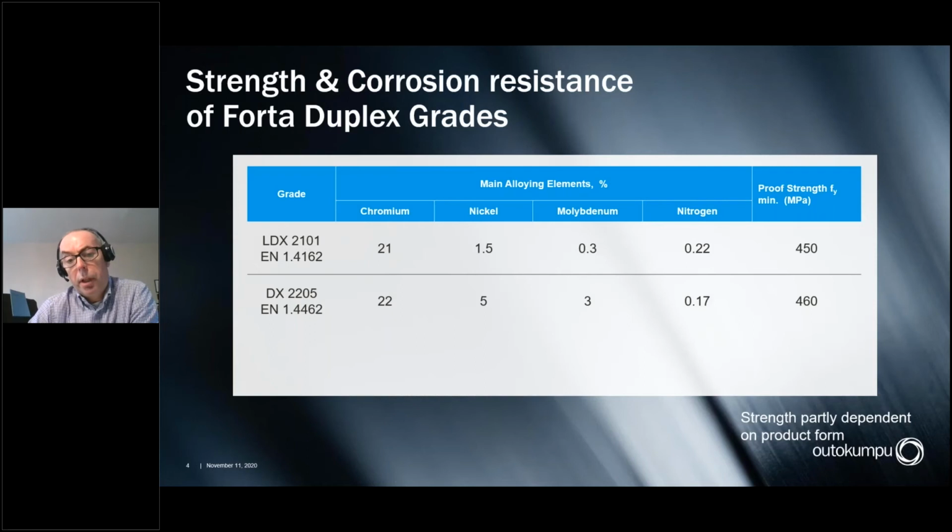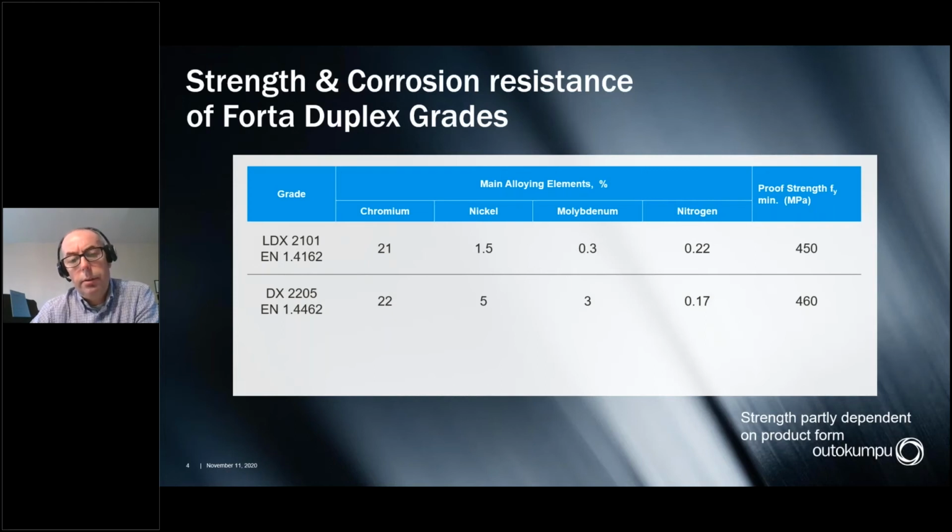But also the converse of that, in LDX 2101 having a lower alloy content, means it still has pretty good corrosion resistance, but the advantage of using something suited for a less corrosive environment is of course the alloying costs less money. So it's really a practical consideration and a balance between the cost and the performance of the materials.